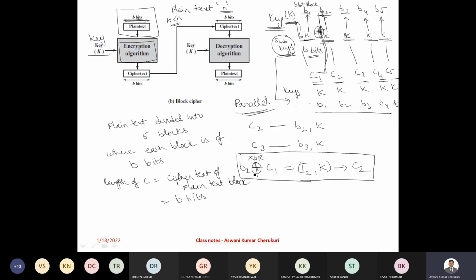So when I do this bitwise XOR operation, what would be the size of this output, the T2? What is the size of B2? B bits. What is the size of C1? B bits. You perform B-bit B2 and B-bit C1 XOR, you get B-bit T2. Correct? And I perform encryption with the help of the key. I get C2. Is this clear?